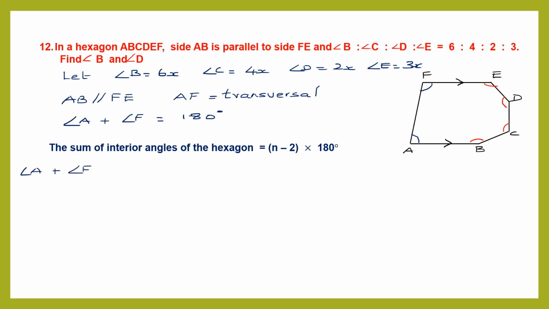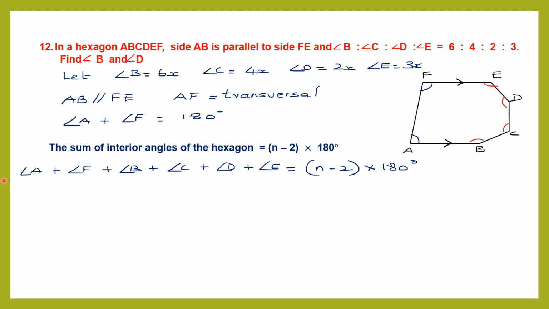We can write that first. Now let's include all the other angles. Angle B, angle C, angle D, angle E. We have 6 angles. Now this should be equal to n minus 2 into 180 degrees.